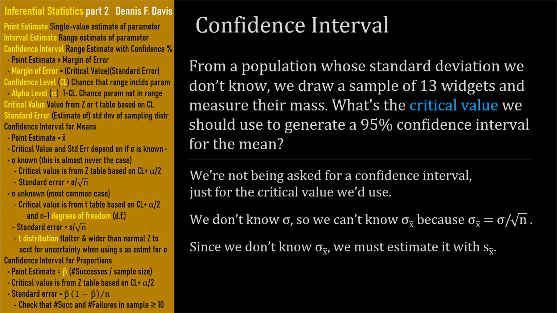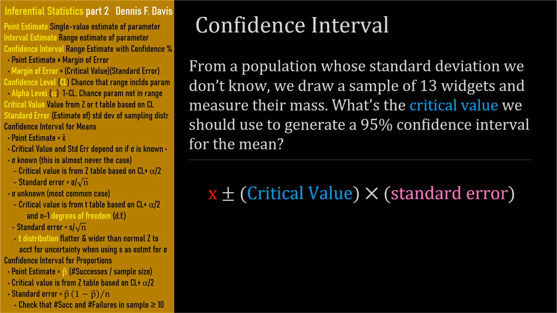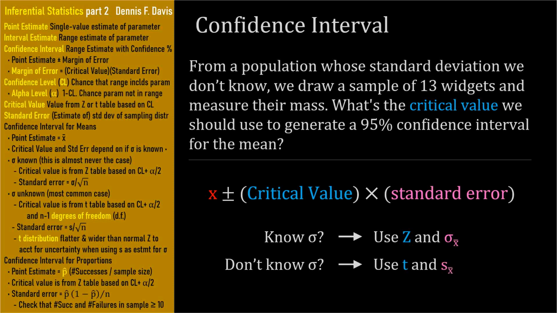Eventually, the thought process simply becomes: do you know sigma? Then use z and sigma sub x bar. If you don't know sigma, use t and s sub x bar. So, let's solve this problem. Z and t follow the same steps.